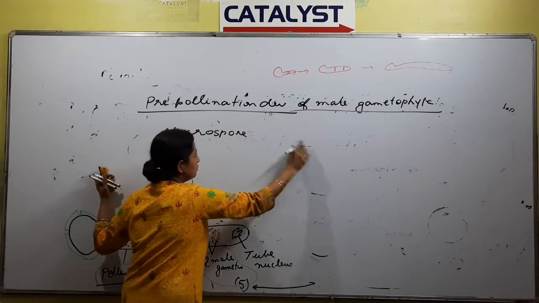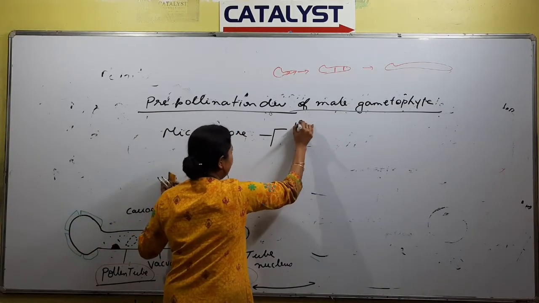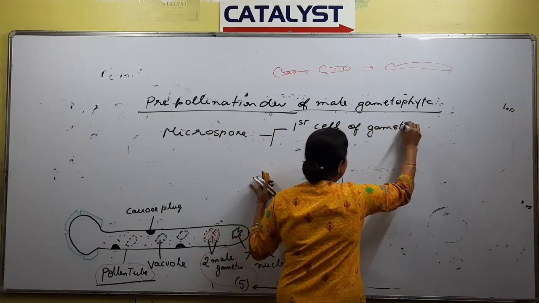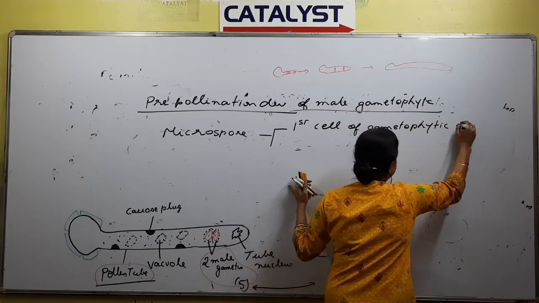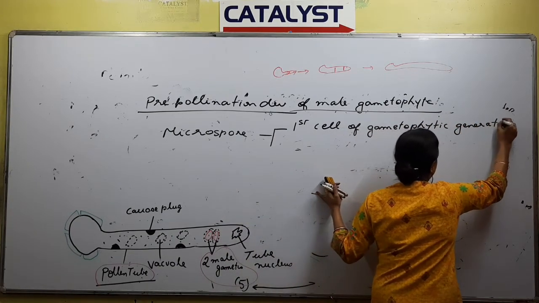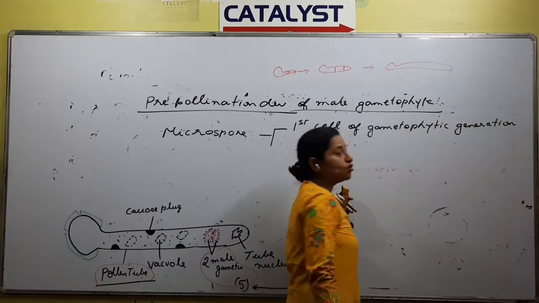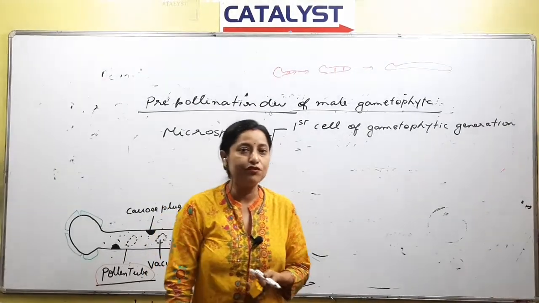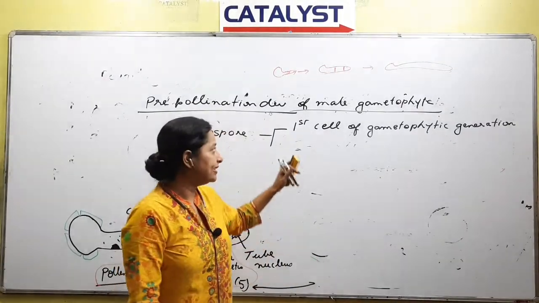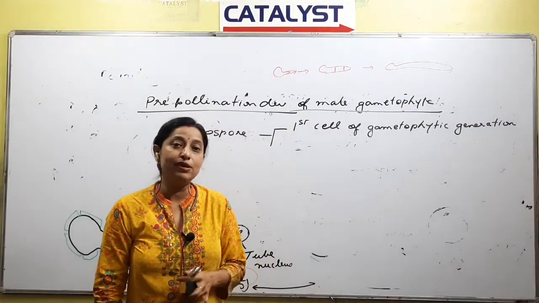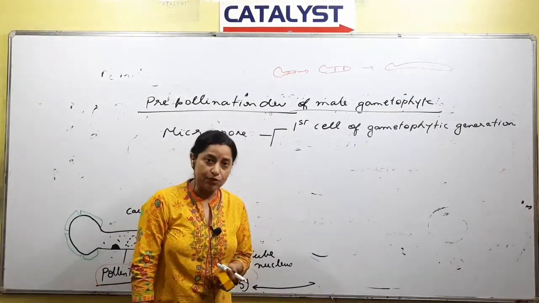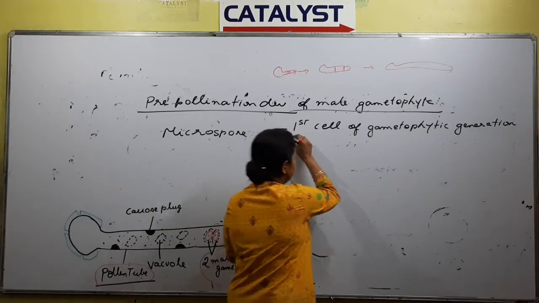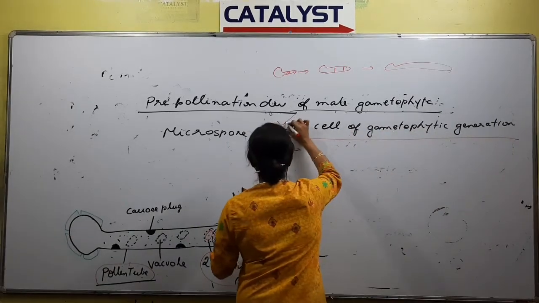Microspore, some points, and one point is very important. It is the first cell of the gametophytic generation, right? Earlier we saw the sporophytic generation, where the cells have a diploid number of chromosomes, and then it is called a sporophyte. Here, microspores are the result of meiosis and obviously haploid, so we use the word gametophytic generation. So this is a very important point. When we say first cell of the gametophytic generation, we are talking about the microspores.